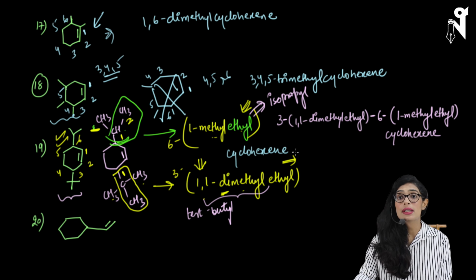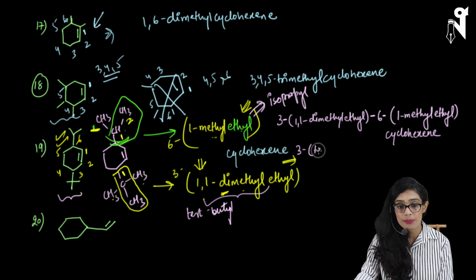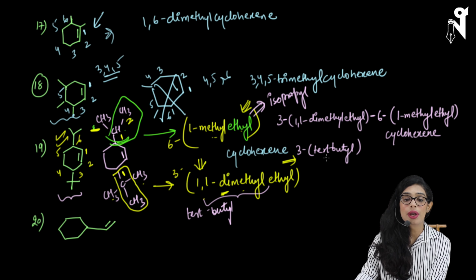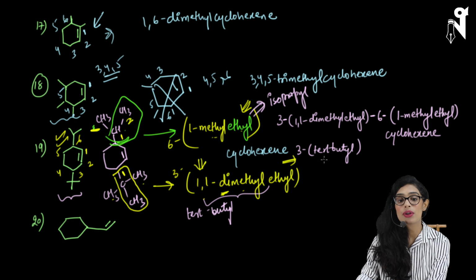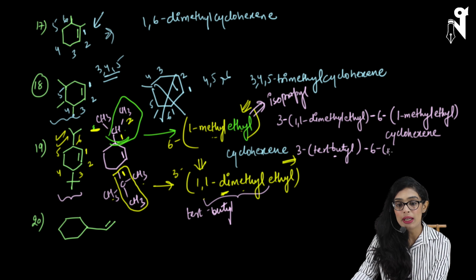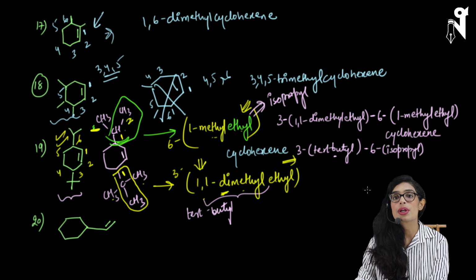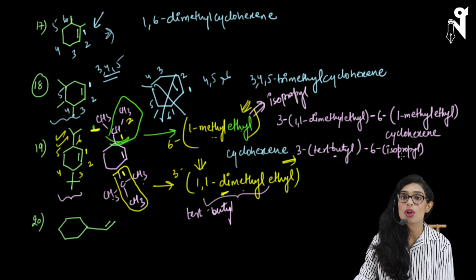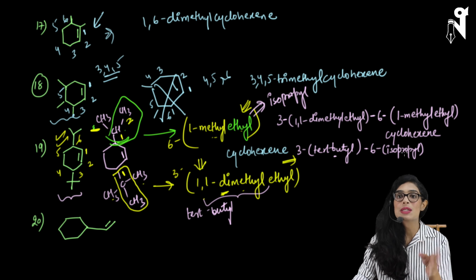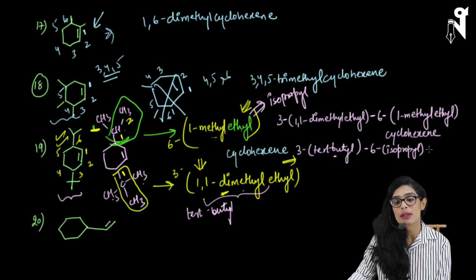So we can also write the whole compound's name as 3-tert-butyl. Why tert-butyl on the third position here? Because tert is something we are ignoring. We are considering B of butyl for the alphabetical order, and then comes my isopropyl. I am ignoring iso in the alphabetical order, and I am considering P, and hence P comes later than B. Automatically butyl will get preference, and this will become cyclohexane.